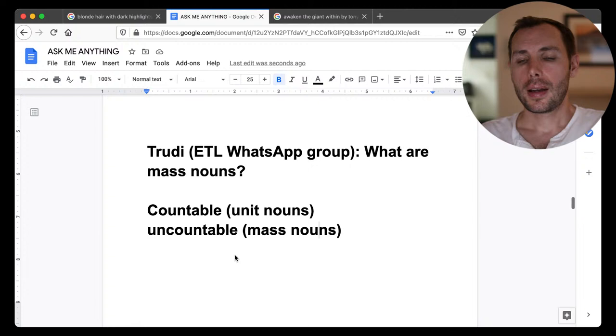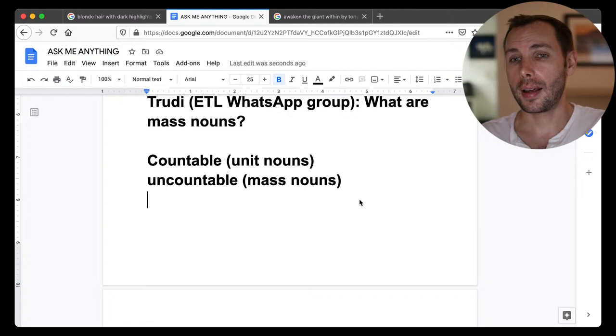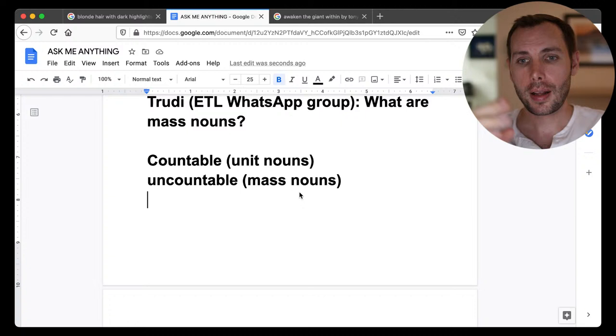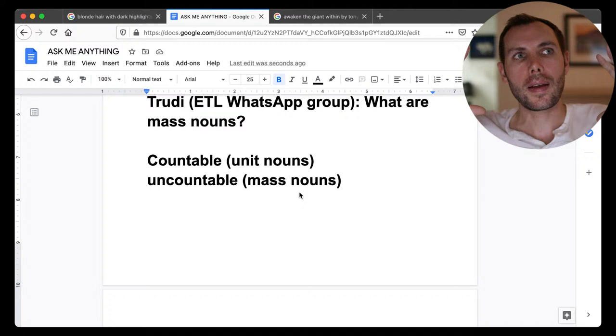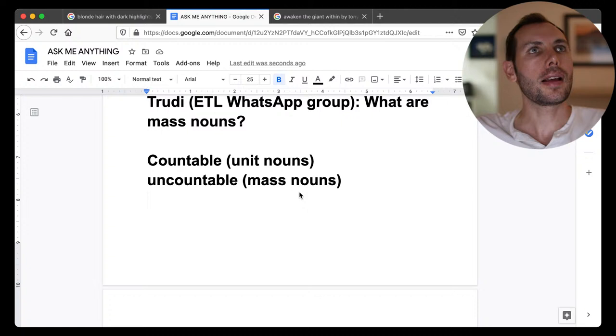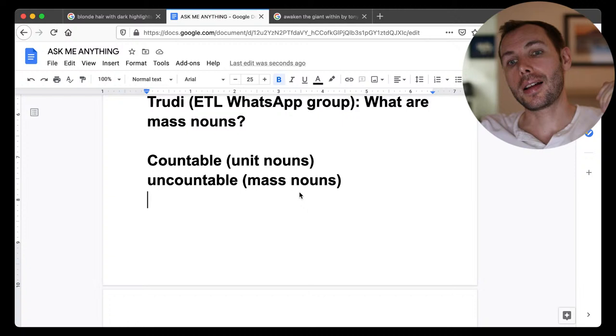Now, why don't we look at some examples? Countable nouns are nouns that we can count, right? We can say there's one, there's two, there's 100, there's 1,000,000 of this thing. Uncountable means you cannot give a specific number of that thing. Air. Air is uncountable, right? Wind is uncountable. Water is uncountable, unless you make it countable. I'll look at that in a moment.